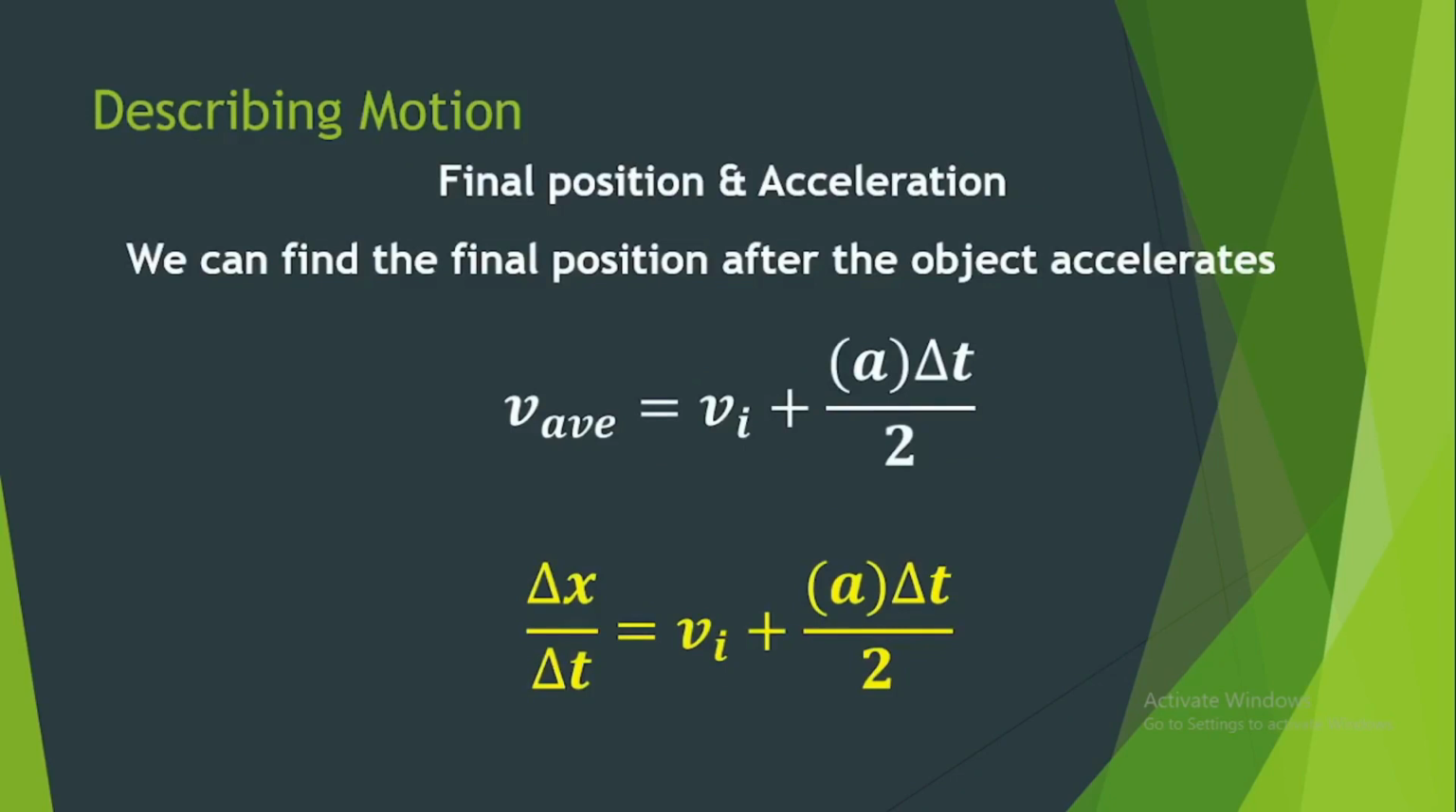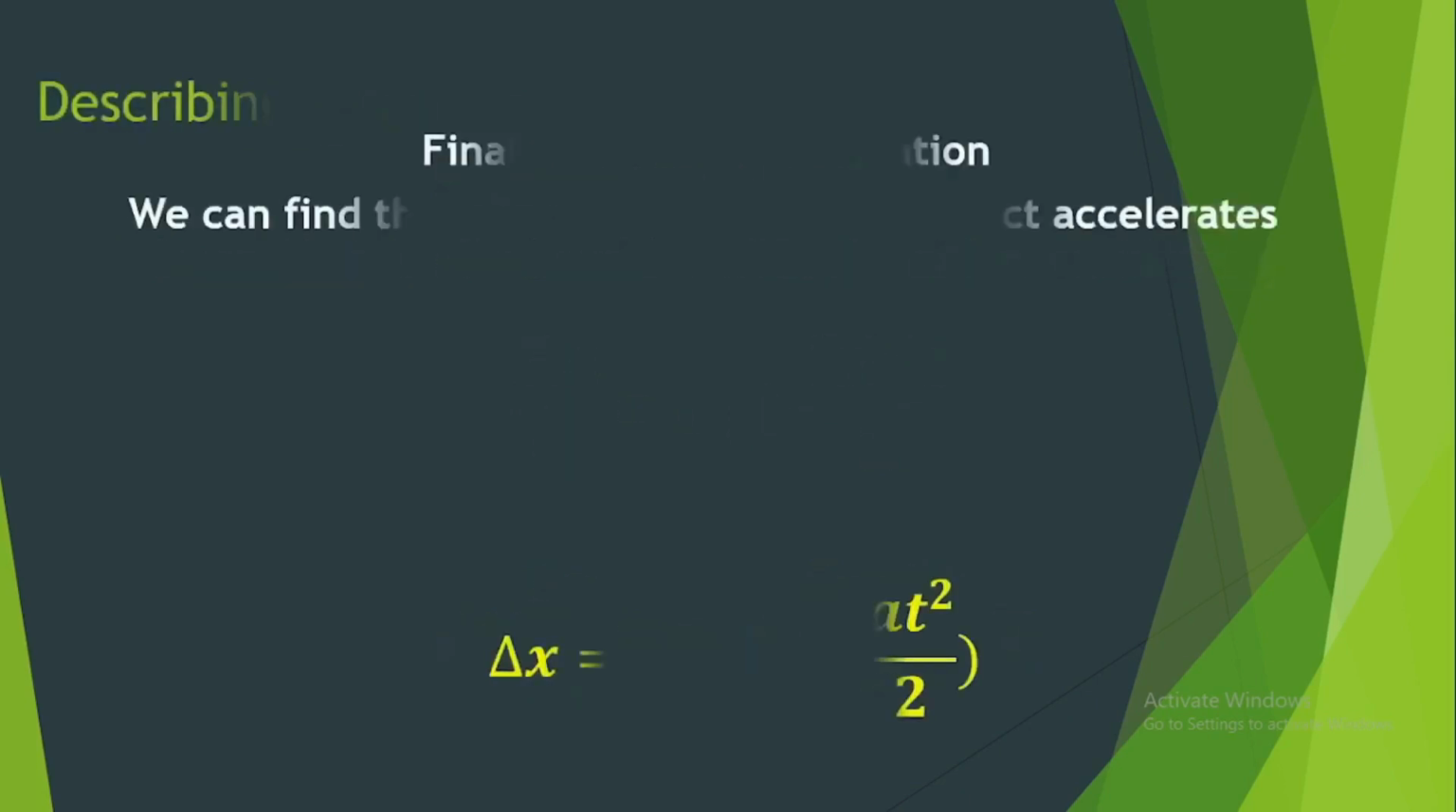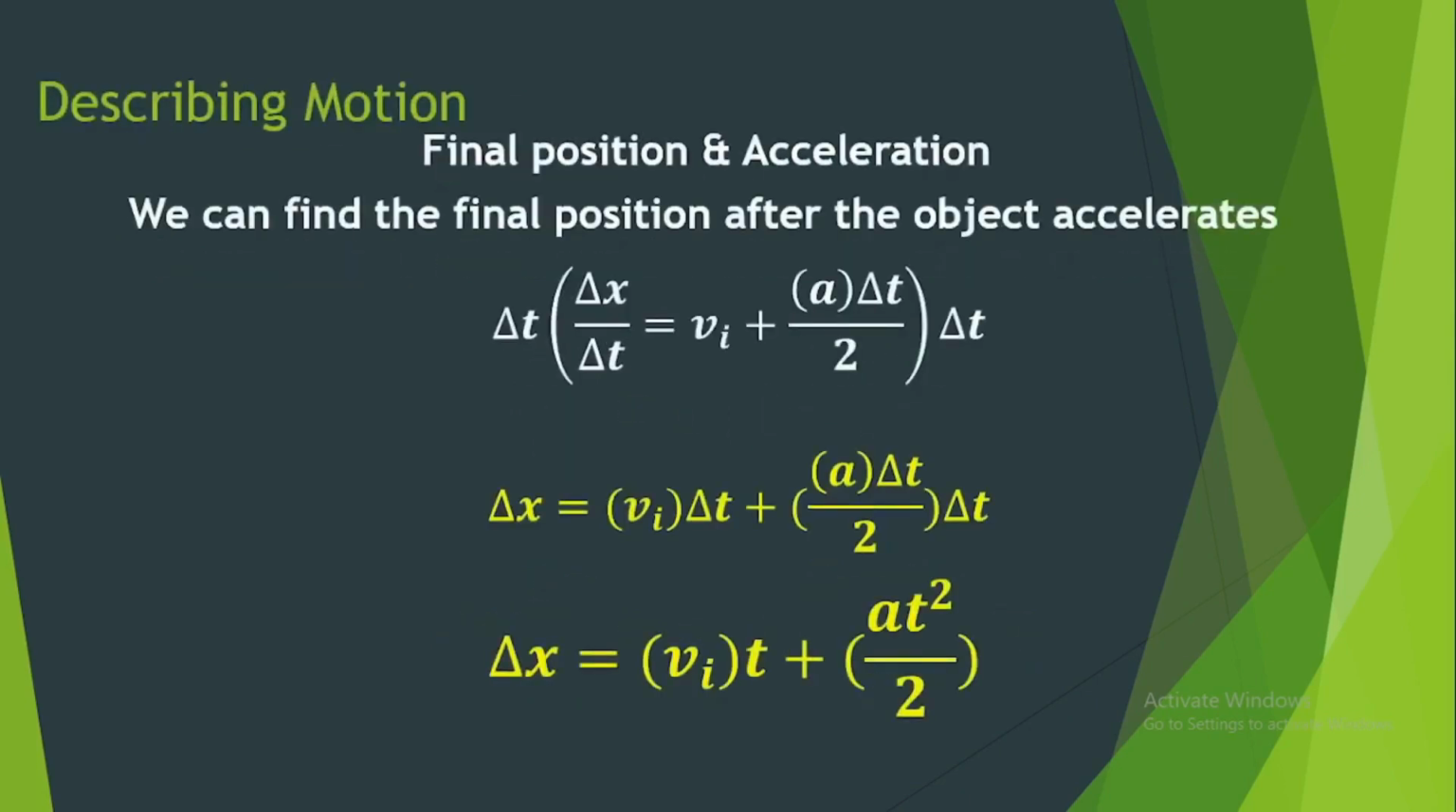Equation 7 can be equated to equation 2 to find the final position of the object after it experienced acceleration. We have delta x over delta t is equal to v sub i plus the quantity of a times delta t over 2. We multiply delta t to both sides of the equation and we get delta x is equal to v sub i times delta t plus the quantity of a times delta t squared all over 2.